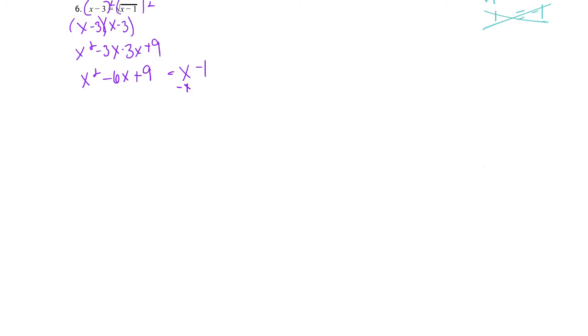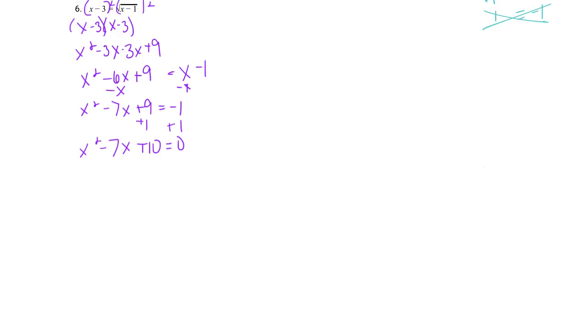So let's subtract x from each side and get x squared minus 7x plus 9 is -1. And then add 1. X squared minus 7x plus 10 is 0. Can't factor by grouping. They don't have anything in common where we can factor them out. So we got to use a table.